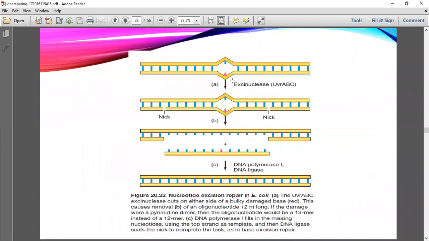Here you can see that the exonuclease is the enzyme. It recognizes the damage inside the DNA, and it cleaves the 12 to 13 base pairs from there.